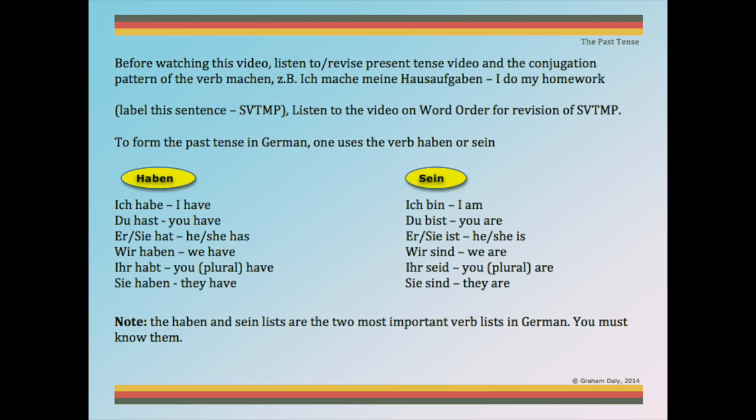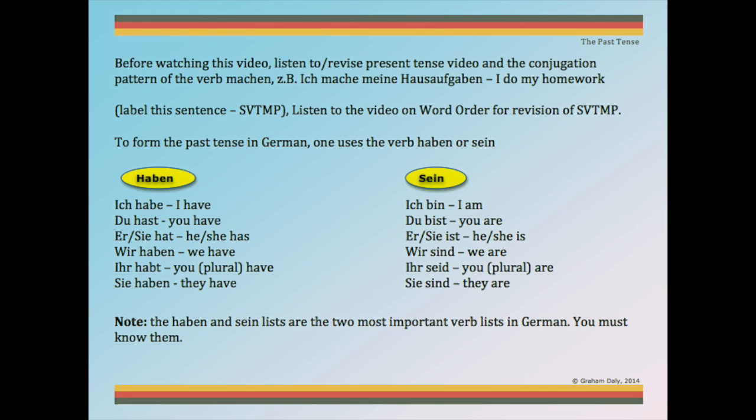The other verb you need to make the past tense is the sein verb. Do you remember how to say the sein verb, how to make the list? Okay, say it and I'll listen to you. Okay, ich bin, du bist, er ist, wir sind, ihr seid, and sie sind.